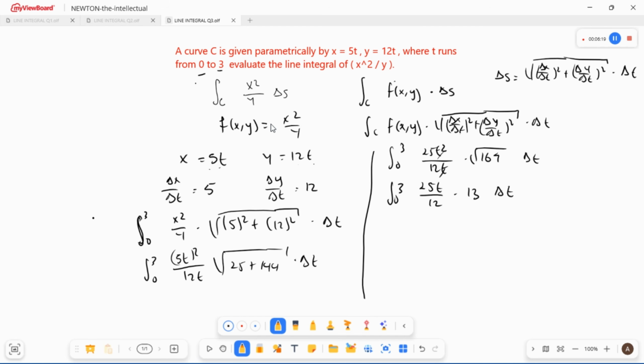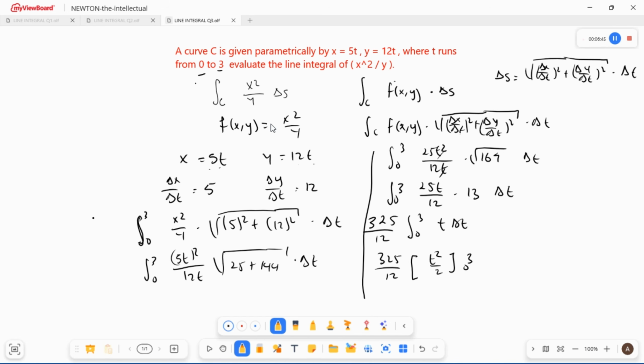So now we can bring out our constants, right? Basically 25 times 13 over 12. We can bring that out. 25 times 13 should be 325 over 12. Then the integral from 0 to 3 of t dt. Then that's 325 over 12, then we have t squared over 2 from 0 to 3.